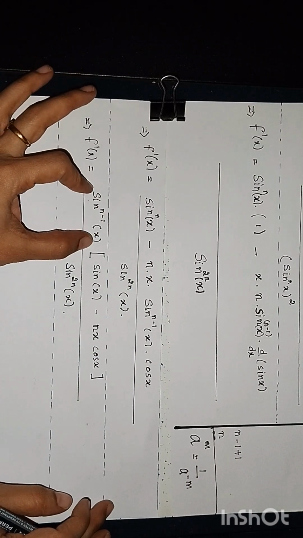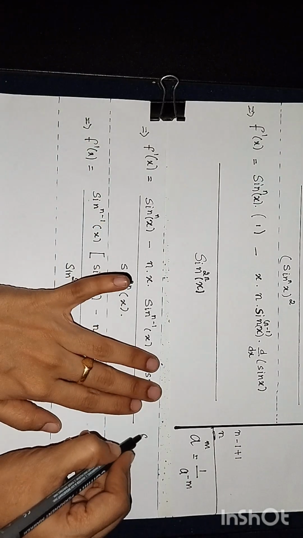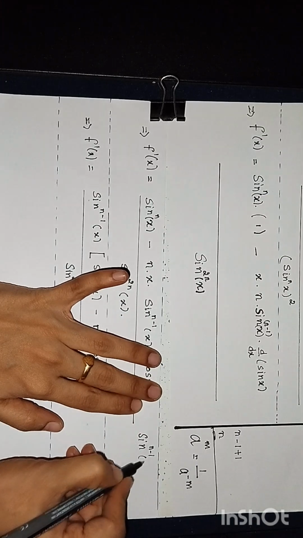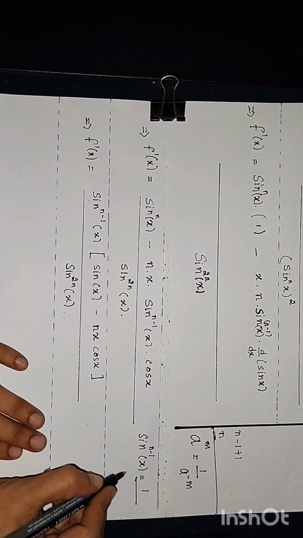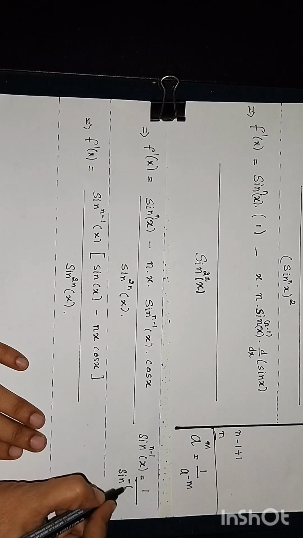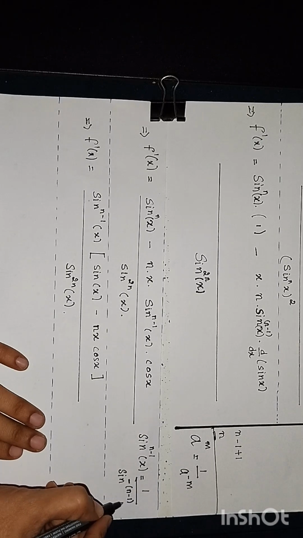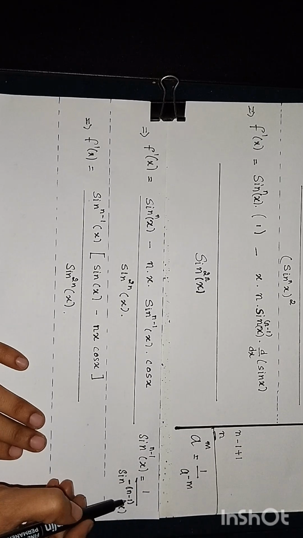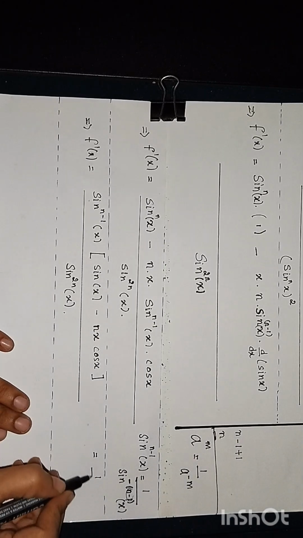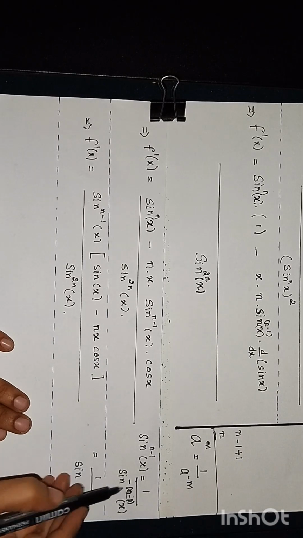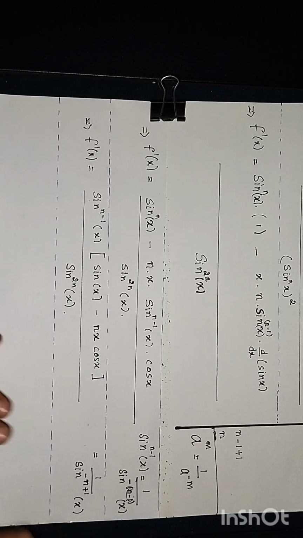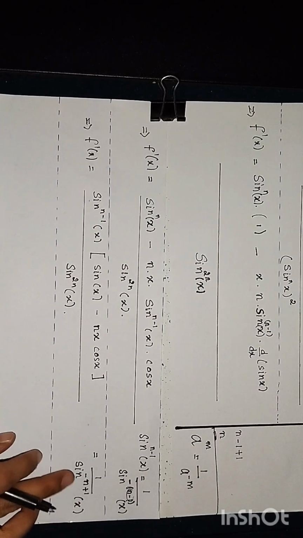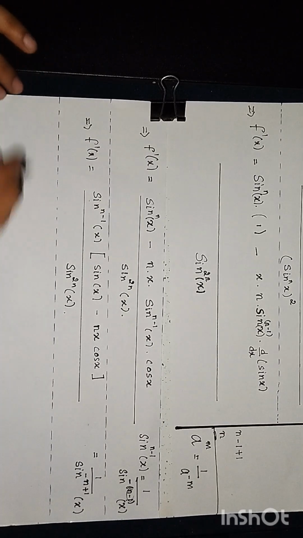Now this value, that is sine to the power n minus 1 x, how are we going to write it? You will write 1 divided by sine of minus (n minus 1) x, right? We are writing brackets because this minus is applicable to both the terms. Now this will be 1 divided by sine of minus n plus 1 of x. Correct? So now you got this in the bottom.